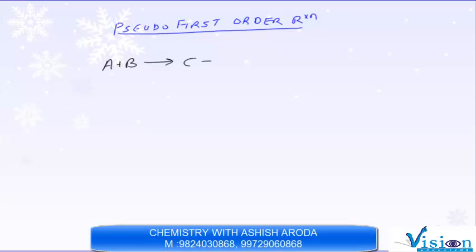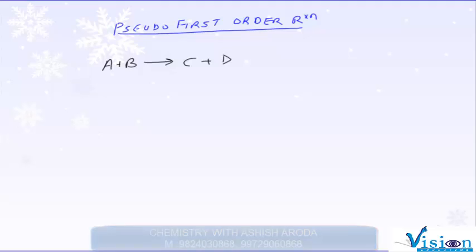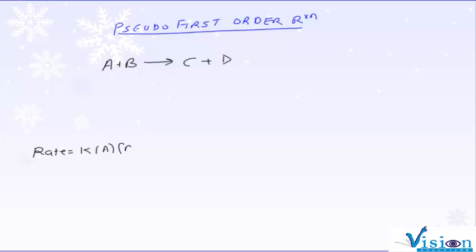Let me explain it in another way. Suppose we have a reaction, A plus B gives C plus D. For this reaction, if we find out the rate, it is supposed to be first order with respect to reactant A, as well as first order with respect to reactant B. So it is supposed to be a second order reaction. Total order is 1 plus 1.